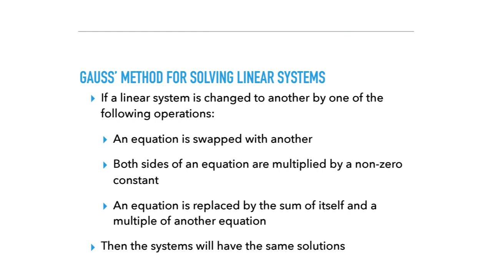Even though it was known how to algebraically solve linear systems for many, many years before he came around, his method said that if a linear system is changed to another one by any of the following operations, and the operations are an equation could be swapped with another, both sides of an equation could be multiplied by a non-zero constant, or the equation could be replaced by the sum of itself and a multiple of another equation. What Gauss said, if you do any of these things, then the systems will have the same solutions, meaning the system that you started with, and then the system that you created based off of your three operations.